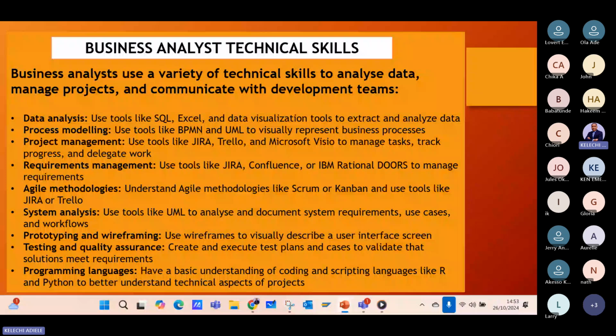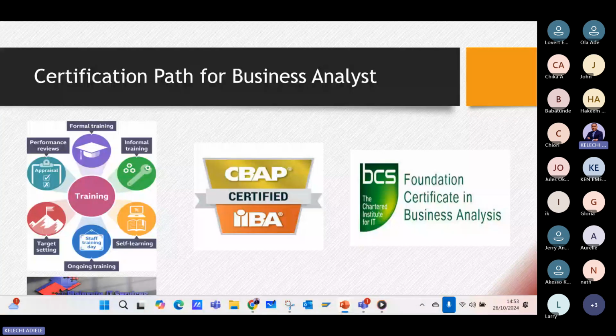So you're not limited. Okay, for the certification part for a business analyst, of course, you have the first things first. For those who have subscribed, you're on the right path. You're going for a formal training. So after the training, there are two major certifications. You can do either of them. Either you go for CBAP, which is managed by IIBA, or you go and do BCS, which is the Foundation Certificate for Business Analysts. BCS is the Chartered Institute for IT. These are the two leading certification hubs for business analysts.